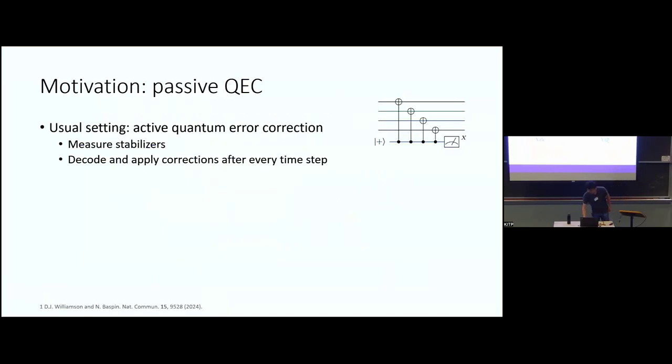So I guess I'm a QEC person, so usually I think about error correction in the active setting, where we have some code, and then we're continually extracting the syndromes using some circuit. We measure these stabilizers, then we apply some classical decoding algorithm, and then we can apply corrections after every step. So we just keep repeating this process.